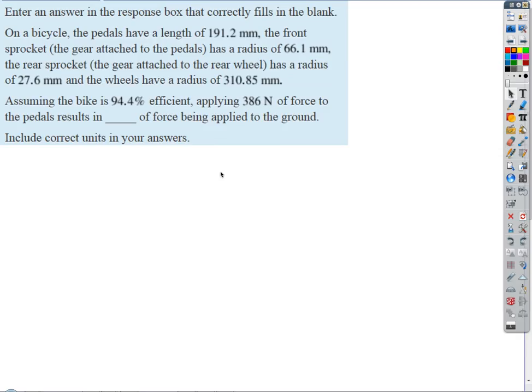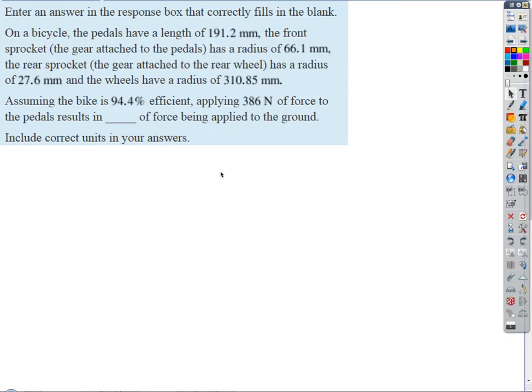Theoretical or ideal mechanical advantages have nothing to do with force. Those are based on, in a perfect world, what we would predict the mechanical advantage to be. Those are based only on the physical parameters of the machine, for example, the lengths or the distances. And it's always going to be input over output for those, right?